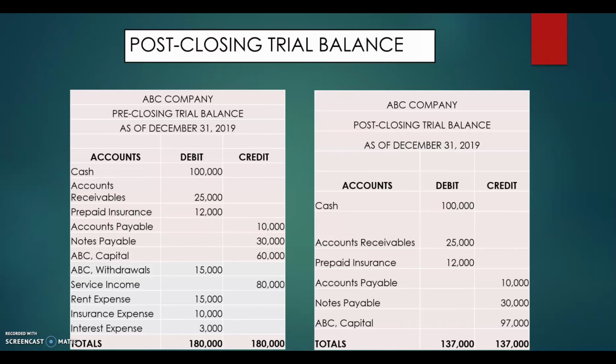Furthermore, in our pre-closing trial balance, our income and expenses are not yet closed to our income summary account. On the other hand, in our post-closing trial balance, the balances of the nominal accounts or temporary accounts are already closed to our ABC capital, which amounts to 97,000.